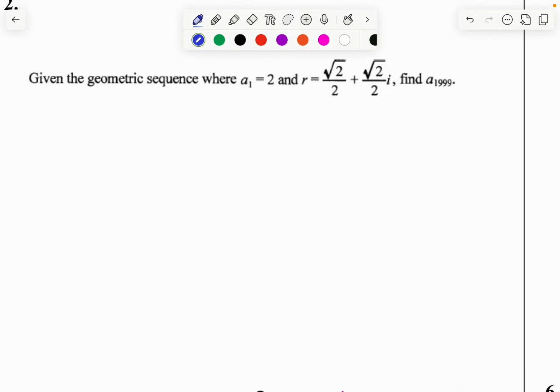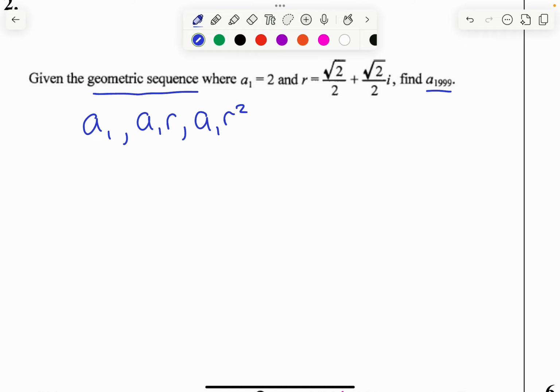Okay, this says given the geometric sequence where a1 is equal to 2 and r is equal to that complex number, find the 1999th term. So remember that a geometric sequence looks like this, right? You have your first term, and then it's the first term times r, first term r squared. And so remember, this is a2, this is a3. In general, it's the first term r to the n minus 1.